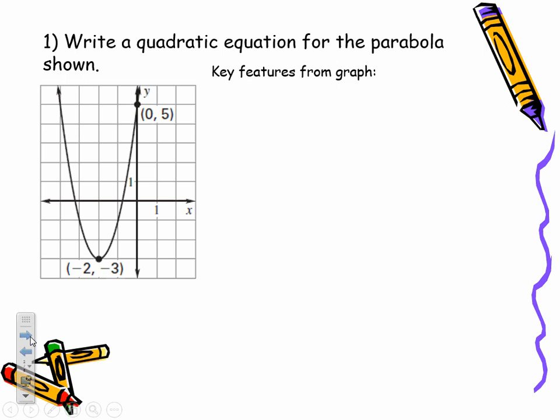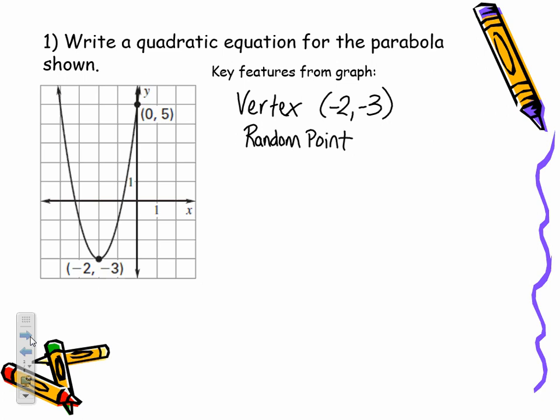It says, write the quadratic equation for the parabola shown. You don't need to draw the graph in your notes. If you just want to write down some key features, that'd be fine. I have a spot here for key features from the graph. There are some key features here. I'm noticing that I have a vertex that's listed here as being at -2, -3. And I'm also noticing that I have some random point here, 0, 5, and that's more than just a random point, it's actually the y-intercept, but we're going to use it as sort of a random point here as we do our calculations.